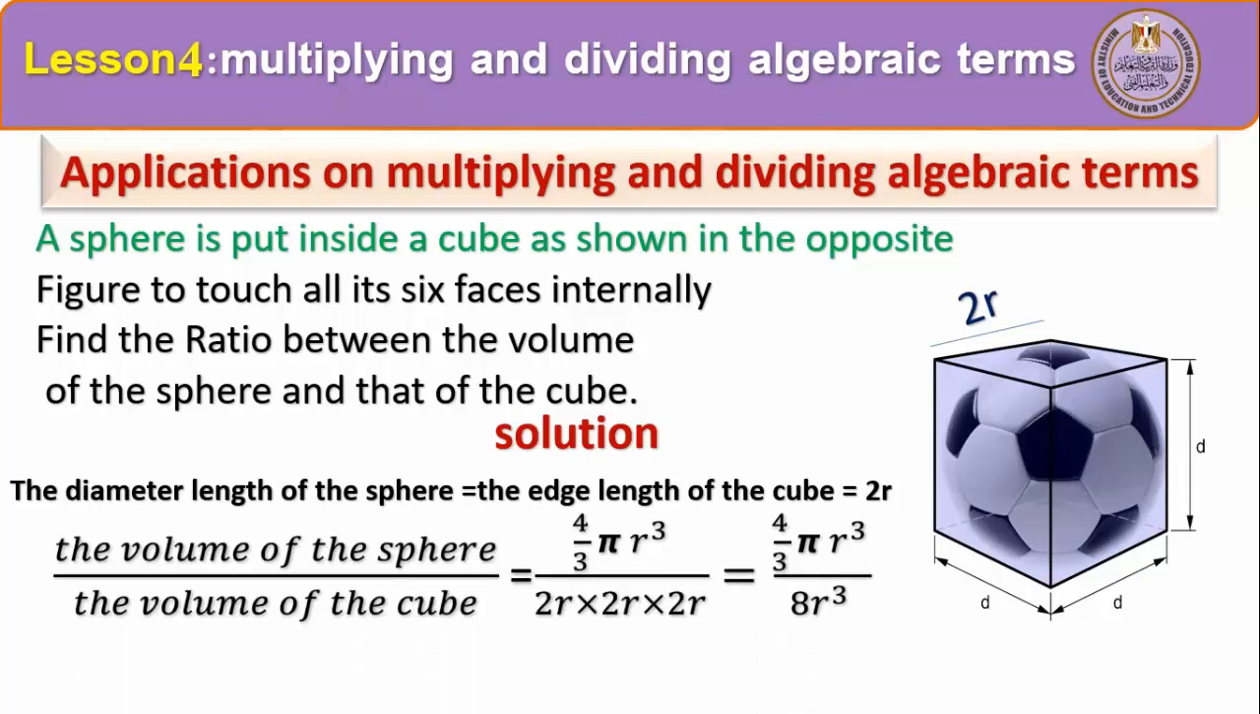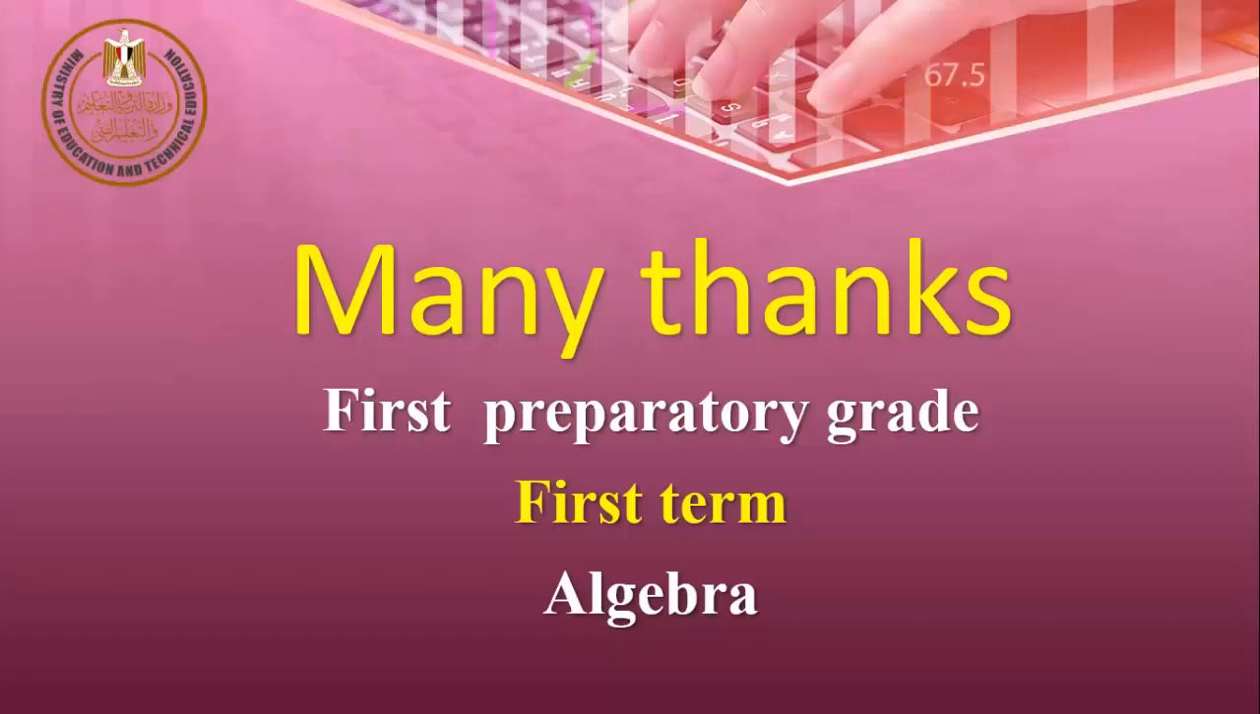Now we can write the volume of the sphere over the volume of the cube as a ratio, equals 4 over 3 pi r cubed over the volume of the cube, which is multiplying the edge length by itself three times: 2r times 2r times 2r equals 8r^3. So we will divide 4 over 3 pi r^3 by 8r^3, the r^3 cancels, and we can now divide 4 over 3 by 8 to get pi over 6.